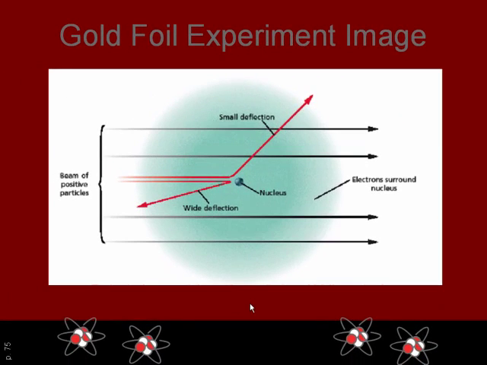So here are the results of Ernest Rutherford's gold foil experiment. You can see that most of them pass straight through, which confirms that the atom is mostly empty space. And it was only those few alpha particles that would actually hit that small, dense bundle of matter, the nucleus, that would actually be deflected.